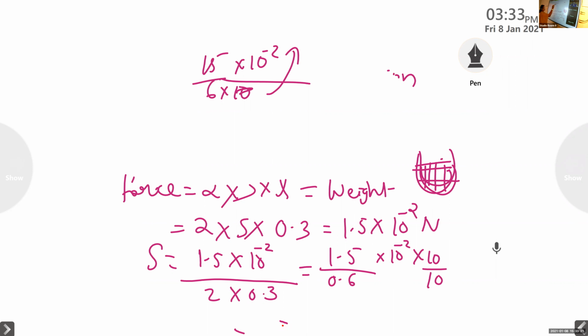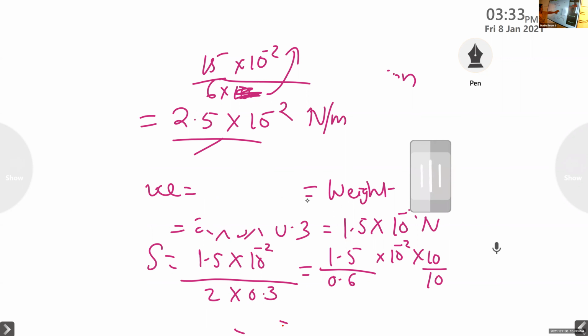Actually, this 6 is not there. Sorry, this 6 we have already used here. No, this is 0.6, so only 15 by 6. Did you get the answer? 2.5 into 10 to the power of minus 2, and the unit is Newton per meter. Here not 10, because it is already 0.6. That 10 was already used to remove the decimal. So your answer is 15 by 6 only. Okay, shall we go to the next one?